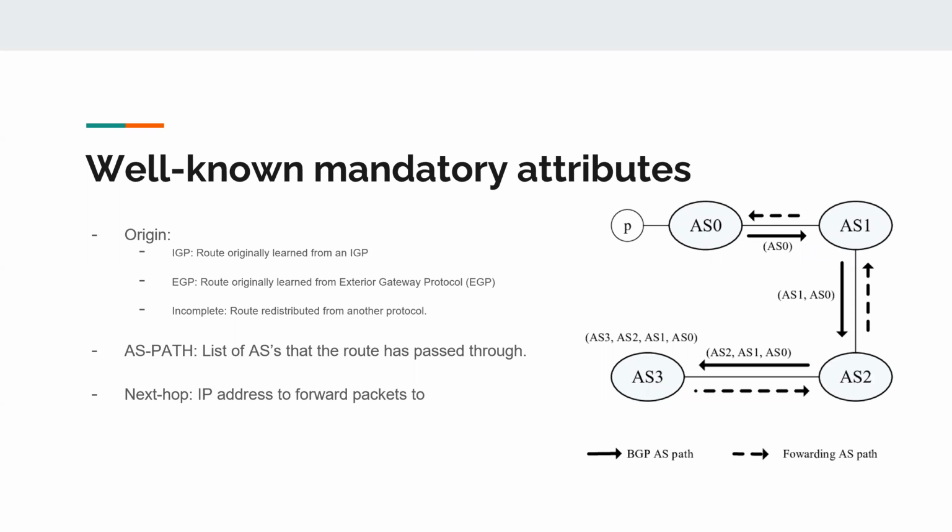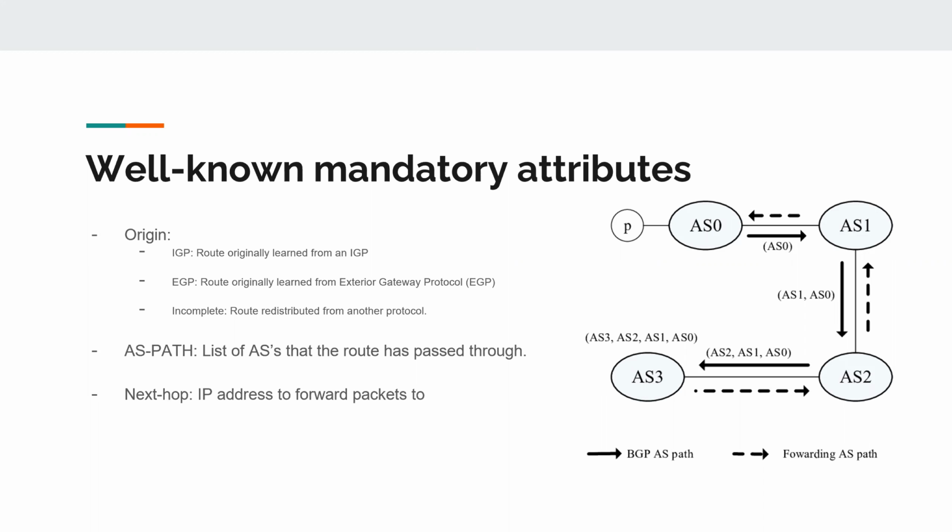So what are the well-known mandatory attributes? The first one is origin. This helps you understand the believability of the information with BGP. The most believable route inside BGP is a route that is originally learned from IGP. And EGP is the next type of origin, a route originally learned from Exterior Gateway Protocol, which is a precursor of BGP. And the incomplete route is a route distributed from another protocol.